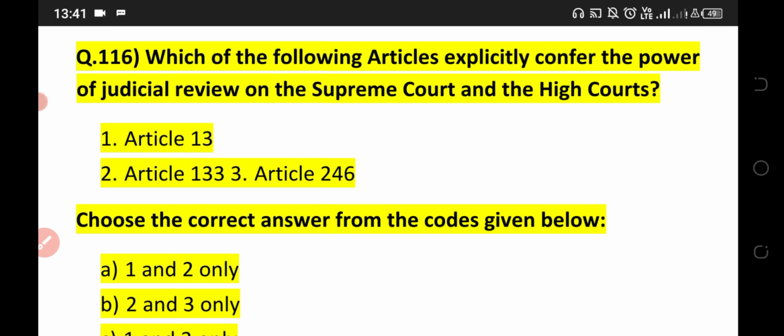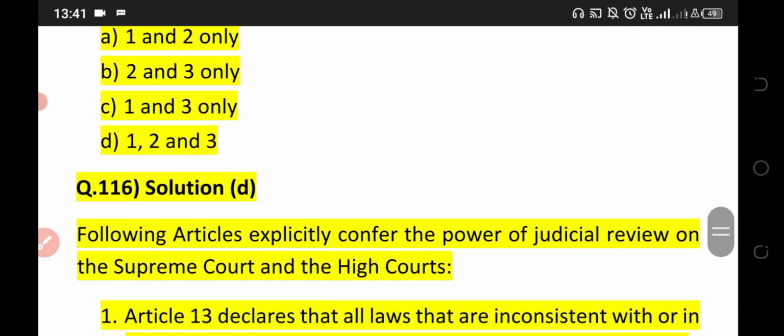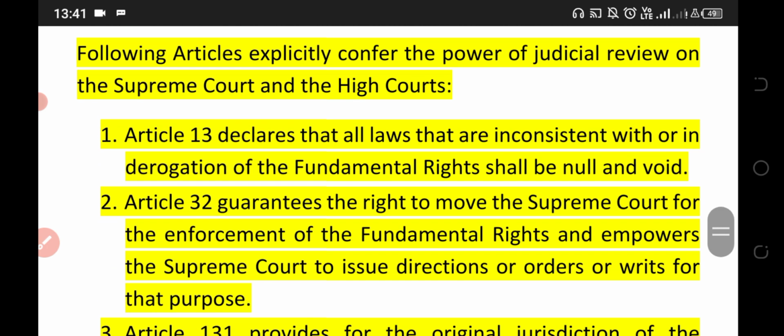Which of the following articles explicitly confer the power of judicial review on the Supreme Court and the High Courts? Article 13, Article 133, Article 246. Only and only 1, 2, and 3. All are correct.